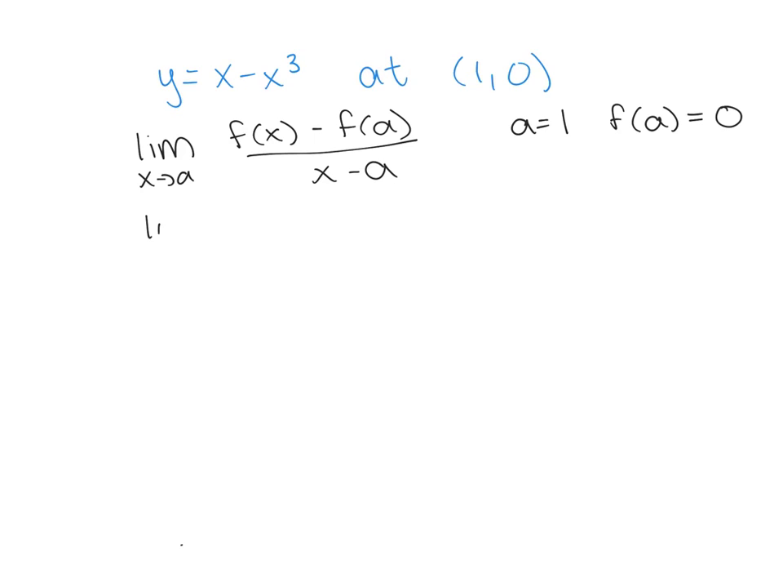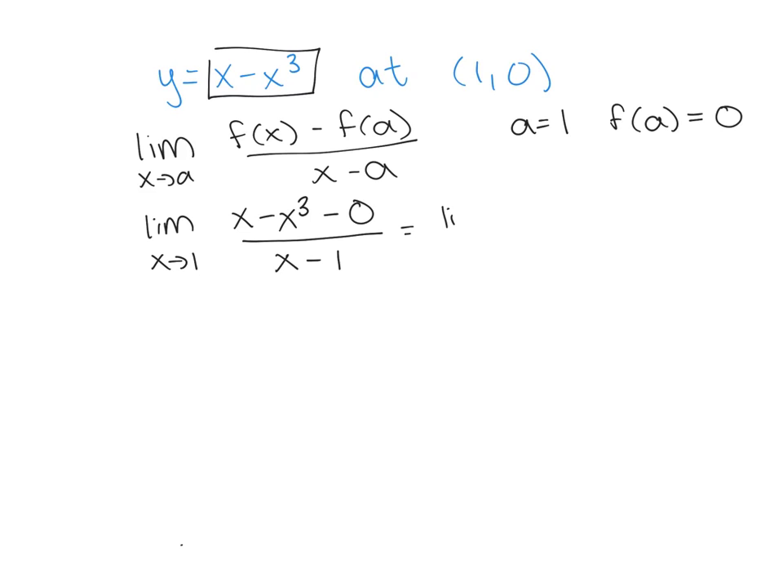So now we have the limit as x goes to 1. f of x is just our original equation up here, so f of x is just going to be x minus x cubed. f of a is 0, and x minus a is now x minus 1. Okay, feel okay? Yeah. So now we have a limit problem that we can simplify. So now I have x minus x cubed on top over x minus 1 on the bottom.